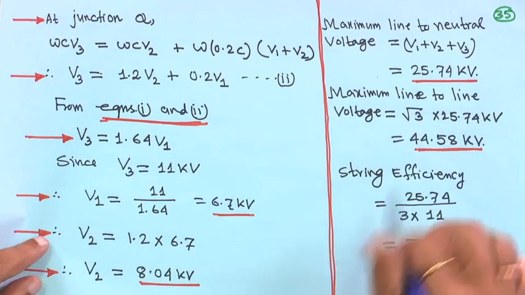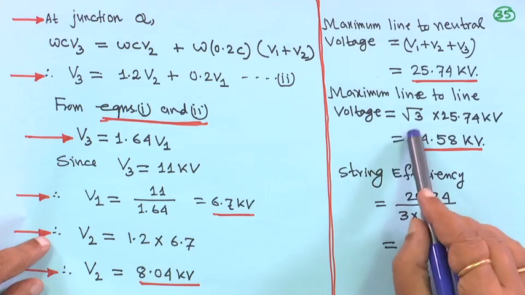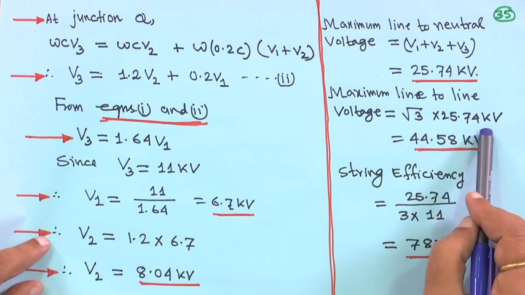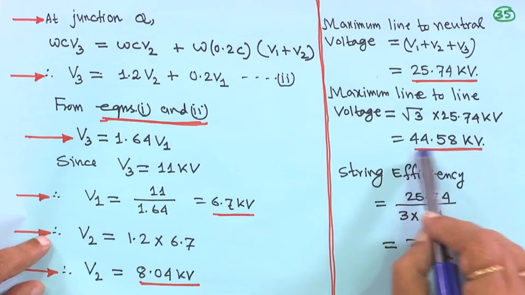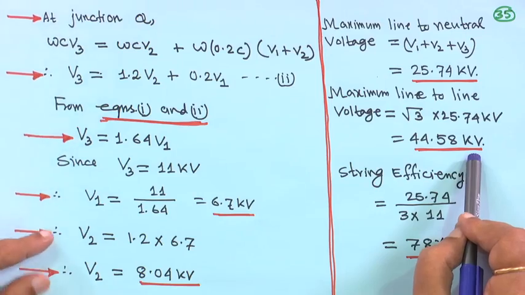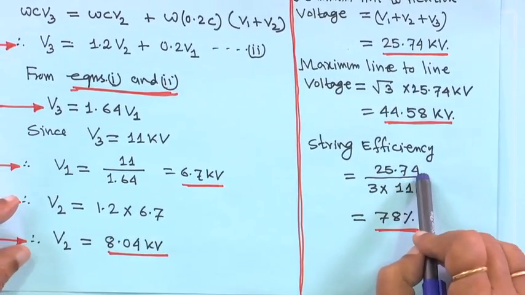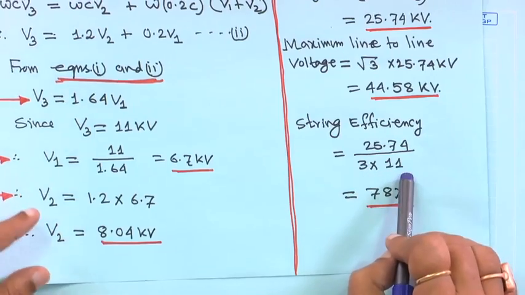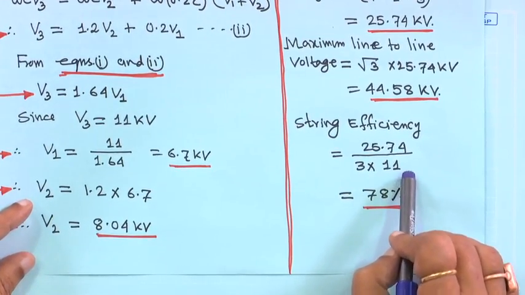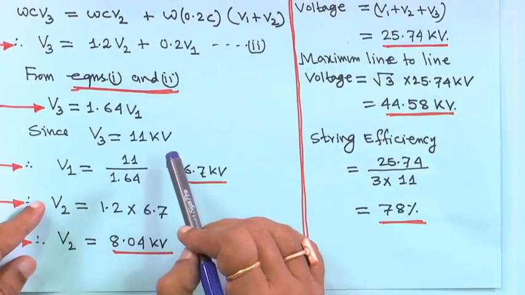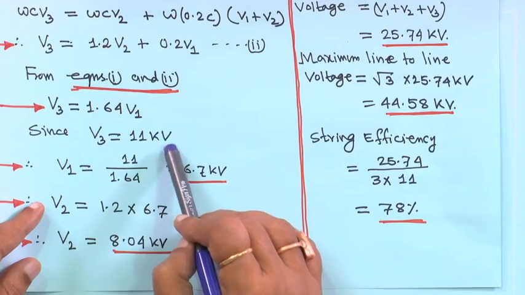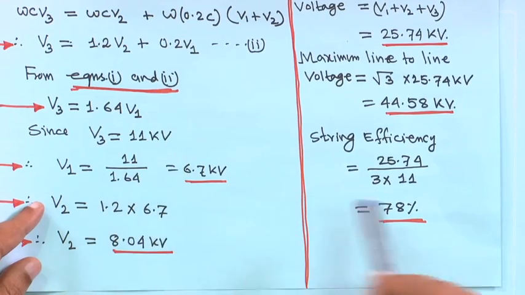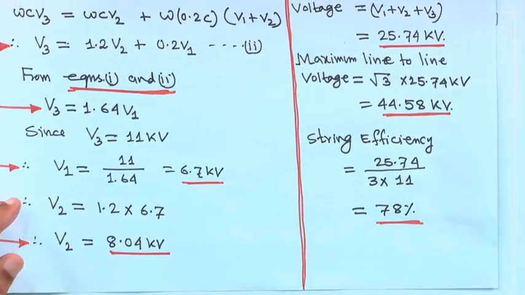Therefore, maximum line to line voltage will be root 3 into 25.74, so it is 44.5 kV. Therefore, string efficiency is 25.74 divided by, number of discs is 3, so 3 into 11, the maximum allowable limit of 11 kV for the lower unit voltage, that is V3. So, it will be 78%. So, string efficiency will be 78%.